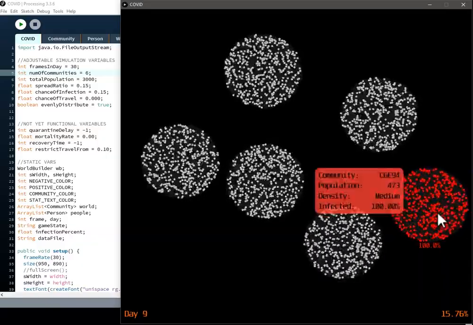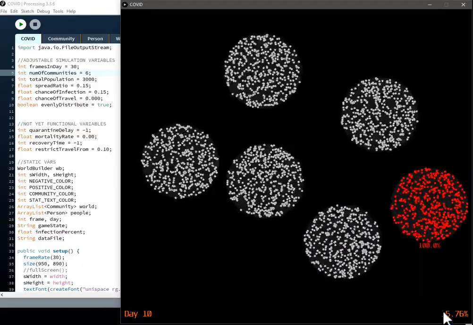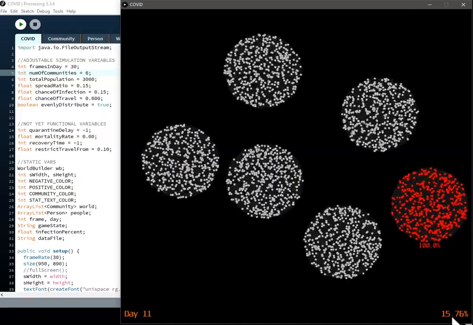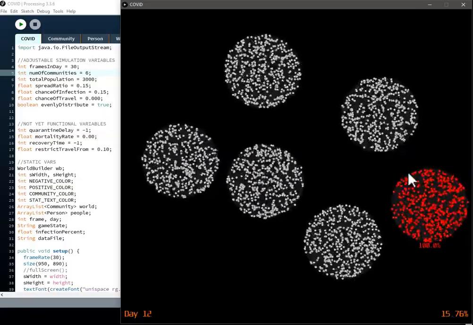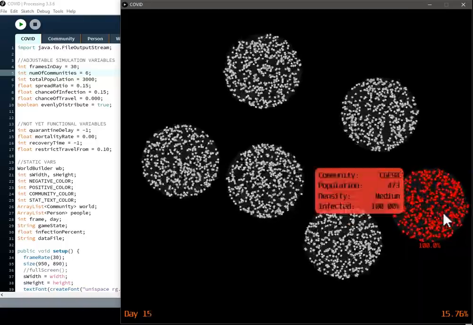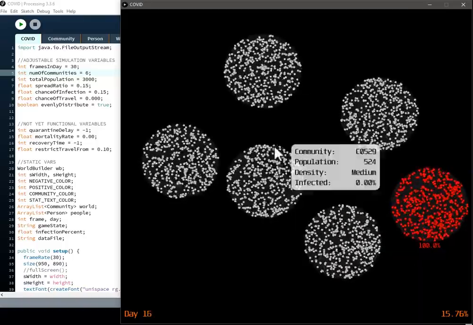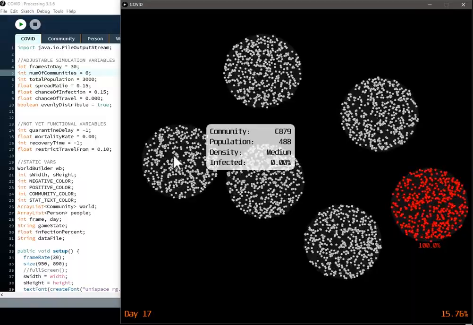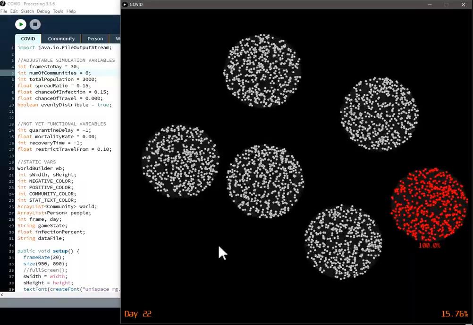All right, so we've reached 100% within that community, but only 15% of the entire population. Why? Well, because the community was not interacting with any other communities. None of the infected people ever moved to any other community, and therefore they were safe. But that's not very realistic.